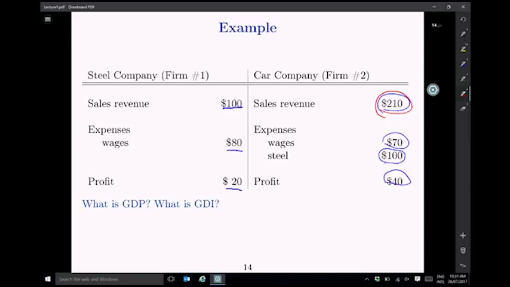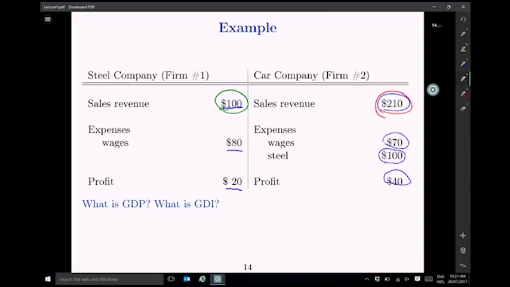Now, let's try the second method. What if we look at value added? Let's look at the production of steel. What is the value added by the steel company? Notice that the steel company doesn't take in any intermediate input. It just produces steel. And what is the value added in this case? 100, right? That's basically the sales revenue generated by the steel company. So for the second method, that's value added of 100.